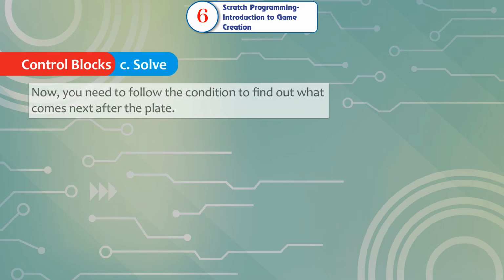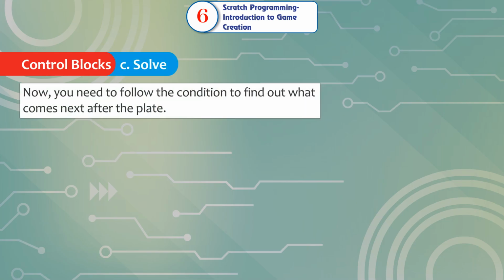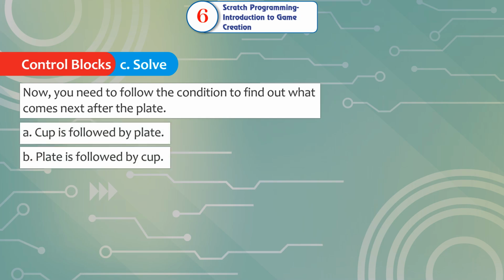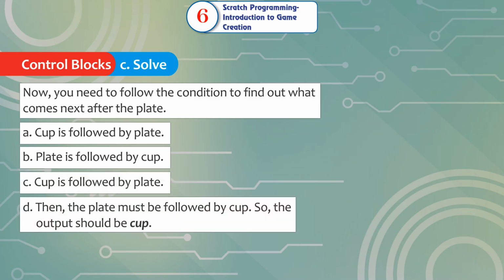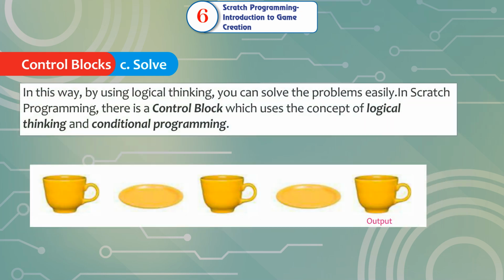C. Solve. Now you need to follow the condition to find out what comes next after the plate. A. Cup is followed by plate. B. Plate is followed by cup. C. Cup is followed by plate. D. Then the plate must be followed by cup, so the output should be cup. In this way, by using logical thinking, you can solve the problems easily.